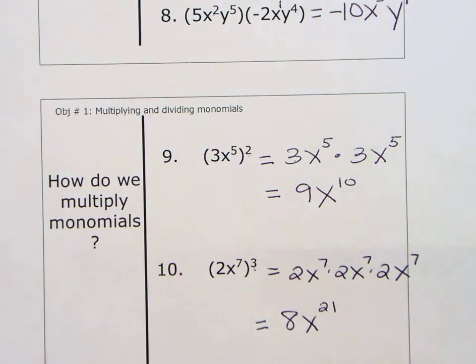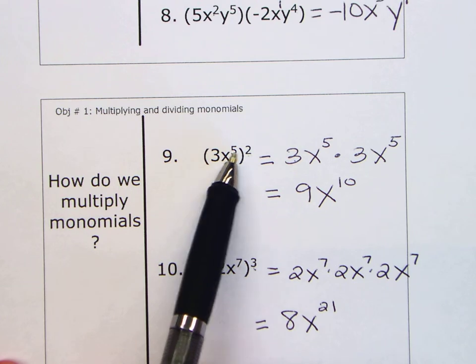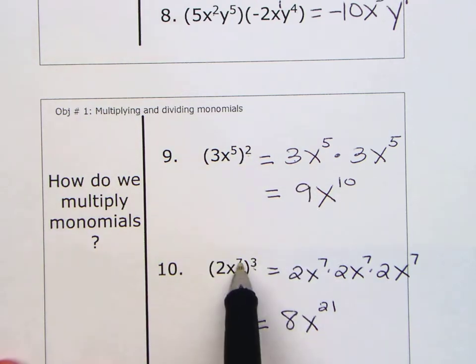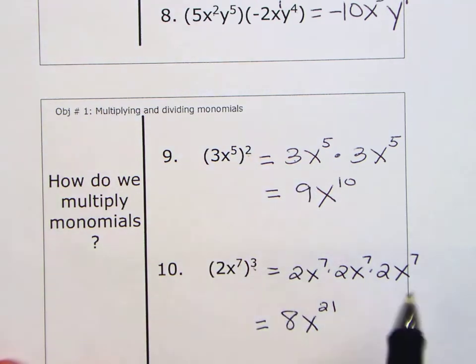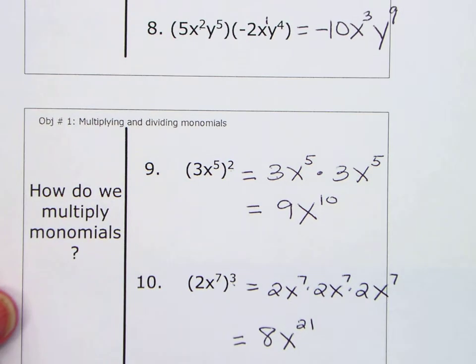Notice with this one, what you can do with the exponents, you can get your answer kind of quick. When it looks like this, when you have parentheses with the 2 exponents, 5 times 2 is 10. 7 times 3 is 21. I recommend writing it out every time, though, just to make fewer mistakes. Okay?